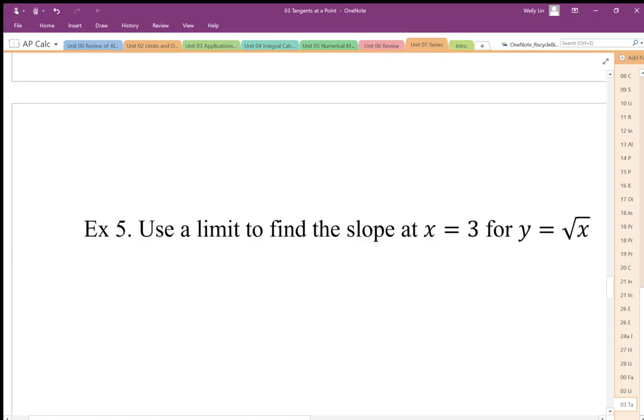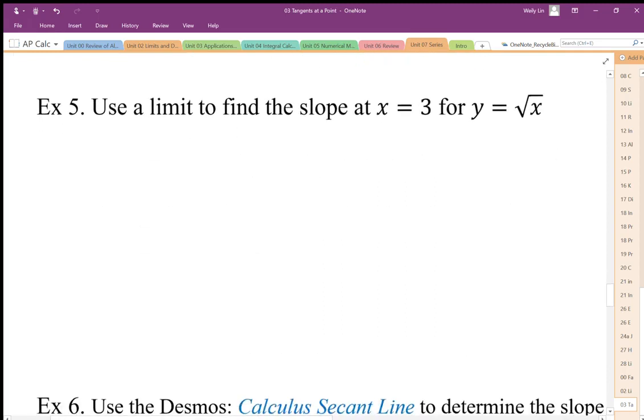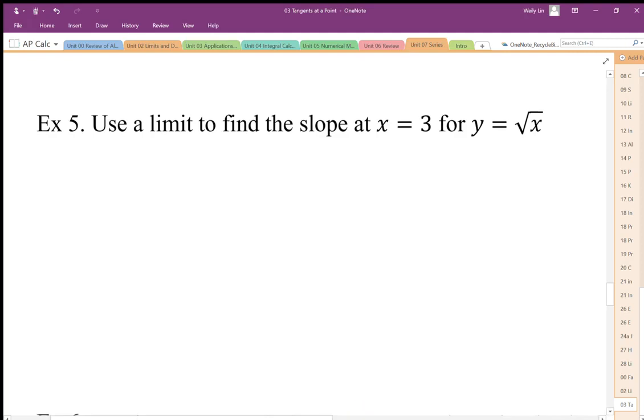Okay, so let's try one more here. The square root one. Well, let's set this up. So again, let's draw our picture here. We've got square root of x. At x equals 3, let's say x equals 3 is right about there. Y equals square root 3.